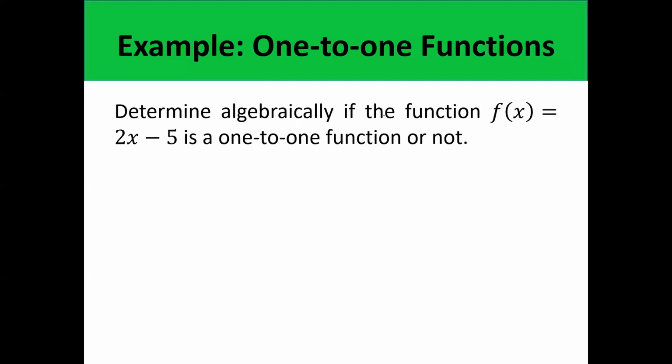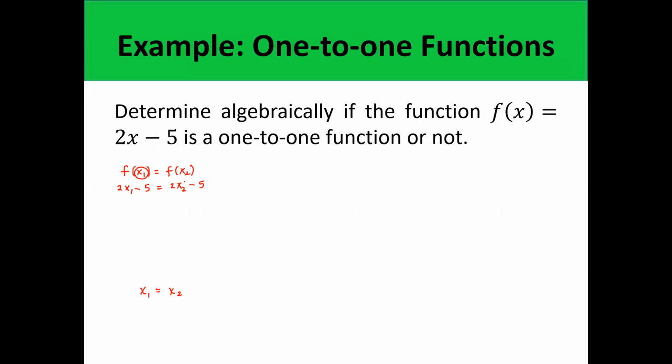So for example, let's determine algebraically if the function f of x equals 2x minus 5 is a one-to-one function or not. Of course, we have to begin with f of x1 equals f of x2, and then later on we have to show that x1 is equal to x2. To evaluate f of x1, we substitute x1 into 2x minus 5, so this will be 2x1 minus 5. And f of x2 will be 2 times x2 minus 5.